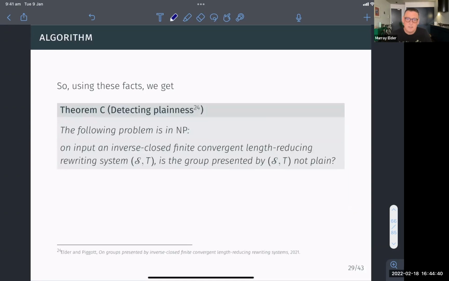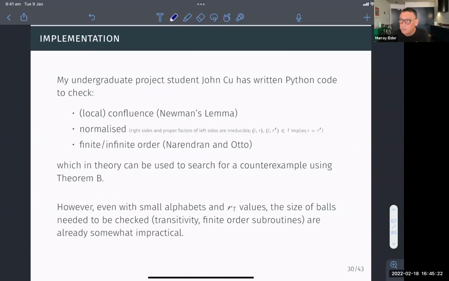So using these facts, this is one way to express what we have. The following problem is in NP. On input an inverse closed, finite, convergent, length-reducing rewriting system, is the group not plane? So that I can do NP: if it's not plane, I simply have to produce a certificate of 3 finite order elements. You can check that they're finite order in polynomial time, and you can check transitivity as well in polynomial time. So you can verify that it's not plane by finding a counterexample to the conjecture, by finding those 3 elements. So that's our theorem. And I want to finish with the isomorphism in 5 minutes.